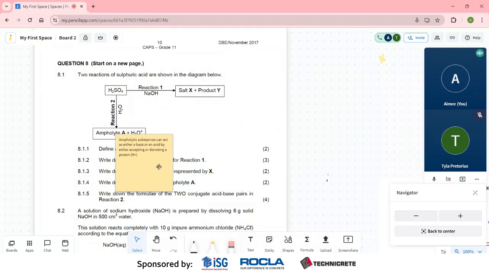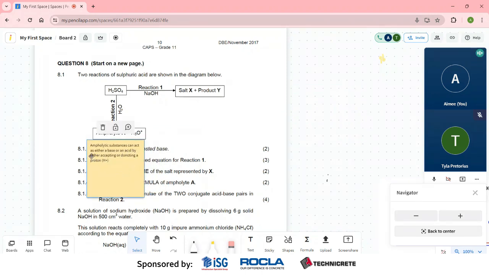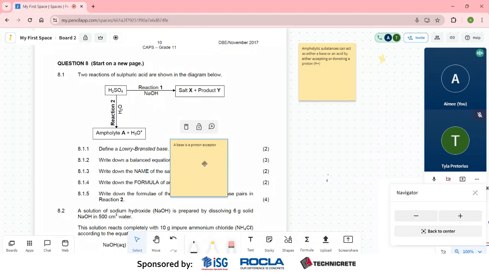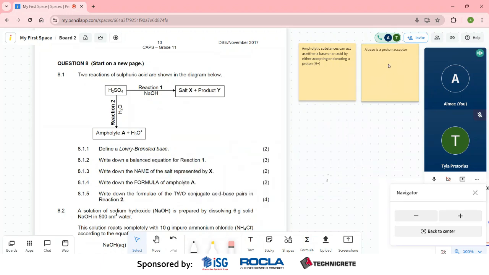So an ampholytic substance can act as either a base or an acid by either accepting or donating a proton, otherwise known as an H positive ion. Okay? So the first question, however, says define a Lowry-Bronsted base. Well, according to the Lowry-Bronsted theory, a base is a proton acceptor. That's the official definition. Like I said, you need to go get the official list and learn them off by heart. Okay? 8.1.2, write down a balanced equation for reaction 1.